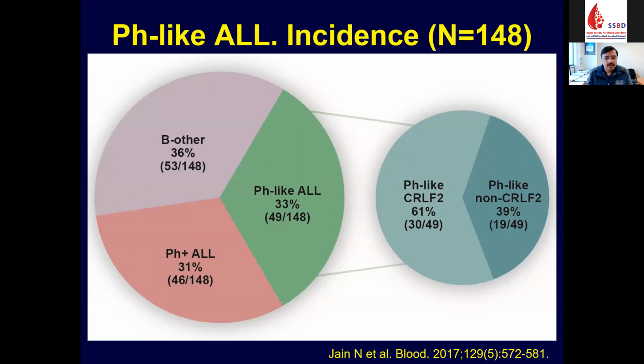In a nutshell, in 148 newly diagnosed patients at MD Anderson, you can see here, not half, 1/3 of the patients were PH-like ALL. Approximately 1/3 were PH positive, and 1/3 were all others. And 60% of the PH-like patients were CRLF2, and the remaining were non-CRLF2. So again, PH-like ALL constitutes a substantial number of patients we see at MD Anderson.